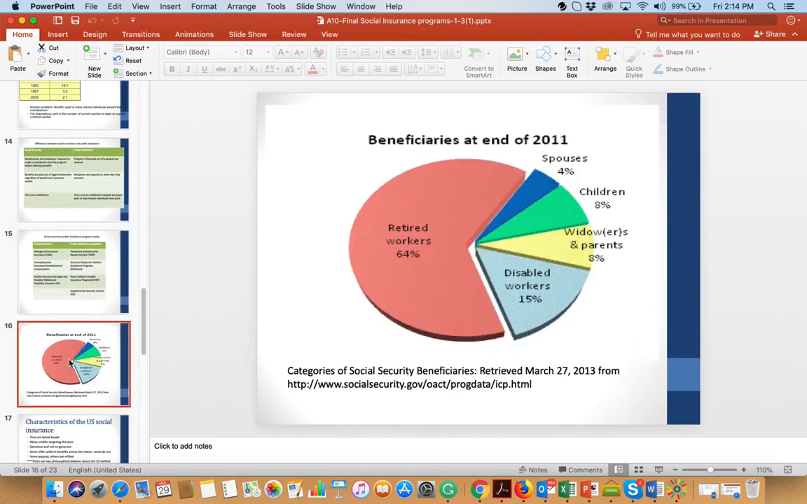This is the proportion of who receives what. In 2011, which is not different from today, about 64% of social insurance program benefits went to retired workers and 15% to disabled workers, and of course you can see the ratio of the benefits and who got what.